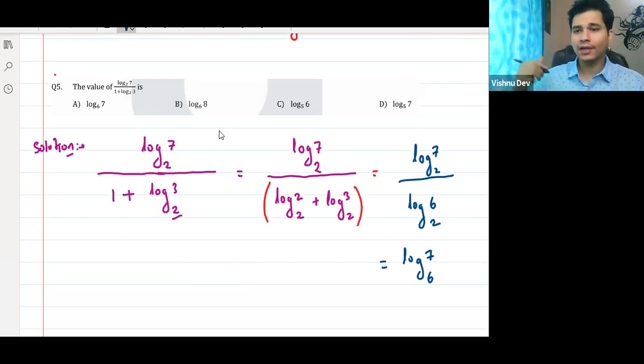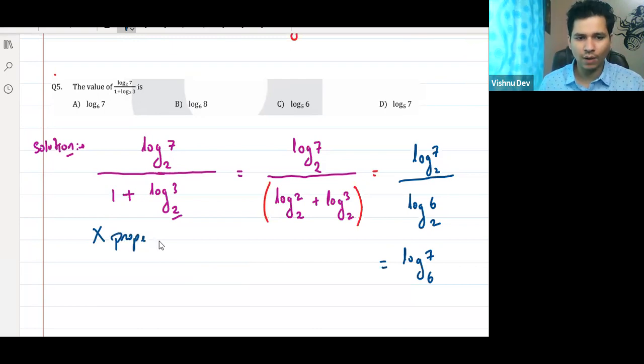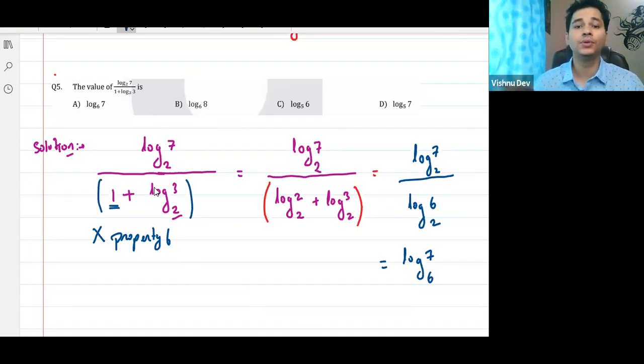So let us think about the challenges. First, sir, we have this problem. How to solve it? Sir, I cannot directly use property 6. Why, sir? 1 is there. So I have to remove this. I have to convert this whole thing into one log, right? How to do that? Ask yourself, how to do that? Okay, sir, I'm having a base 2 over here.